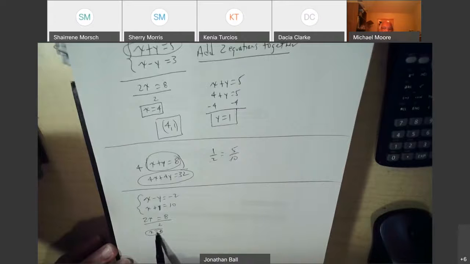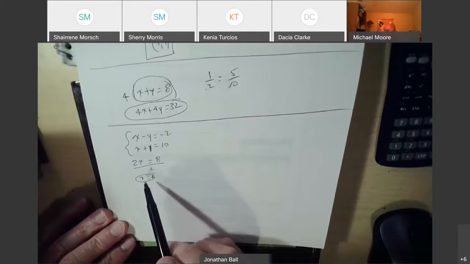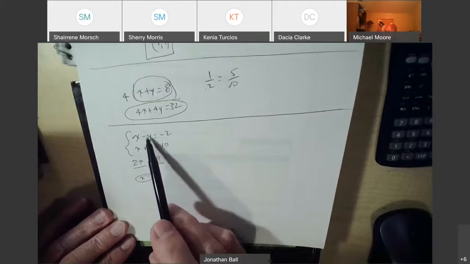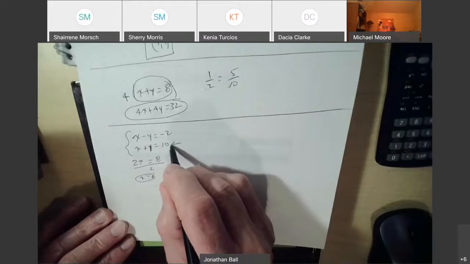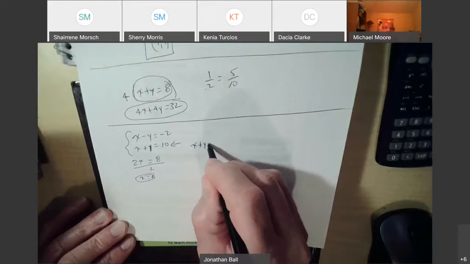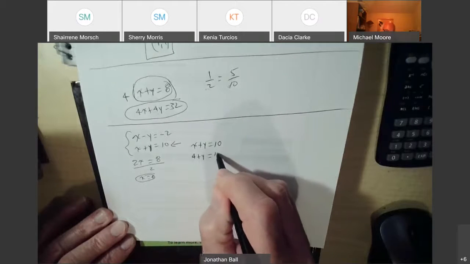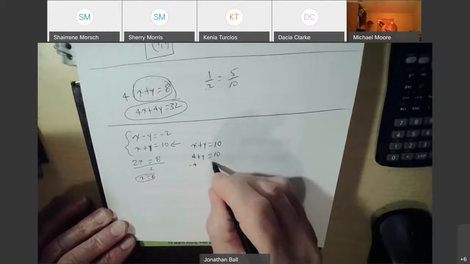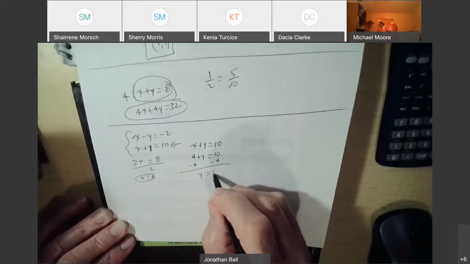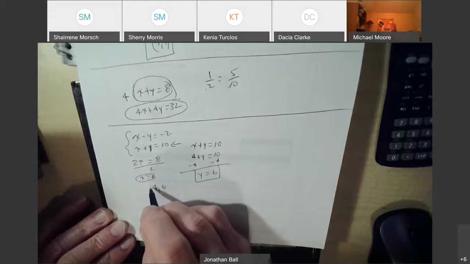Now we plug x is 4 into either equation. It doesn't make any difference because remember, in systems of equations, the solution has to work for both of the equations, not just one. So let's use the bottom one because they're all positive numbers. Okay, x is 4. And again, we subtract 4 from each side. Y is 6. So our solution here is 4, 6.